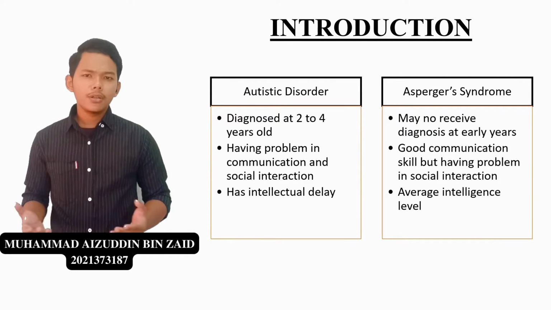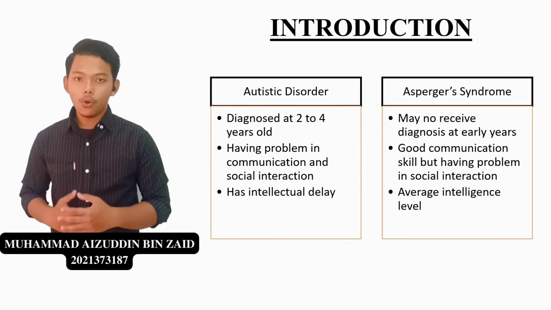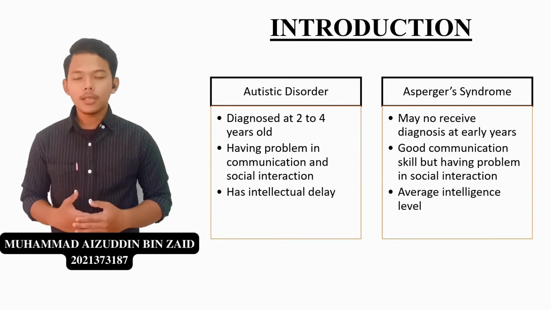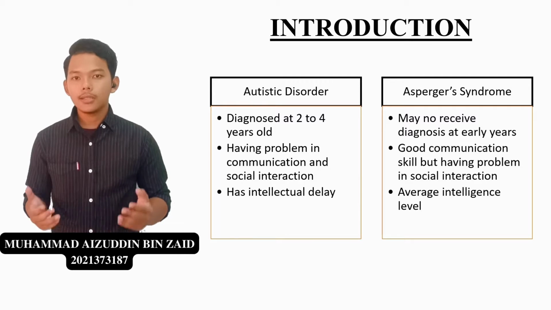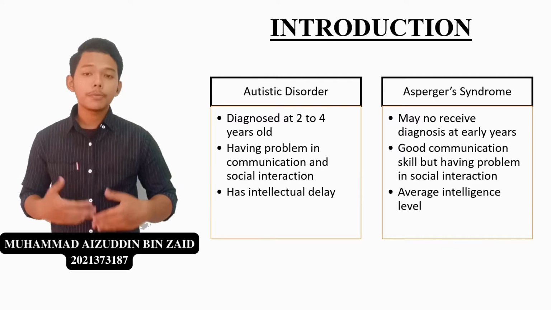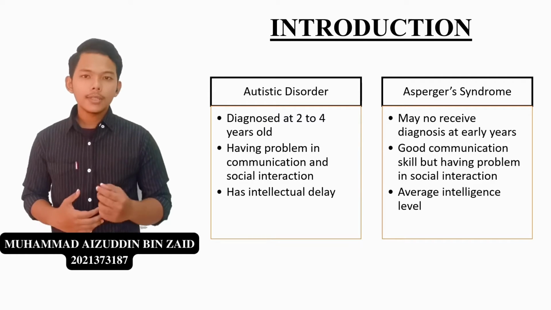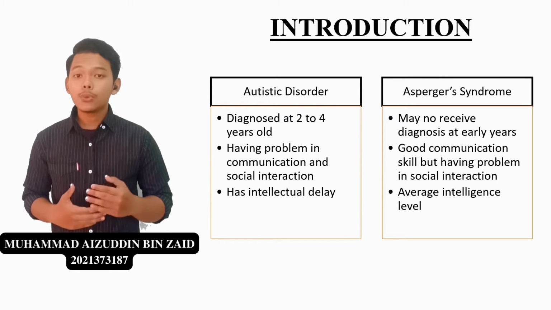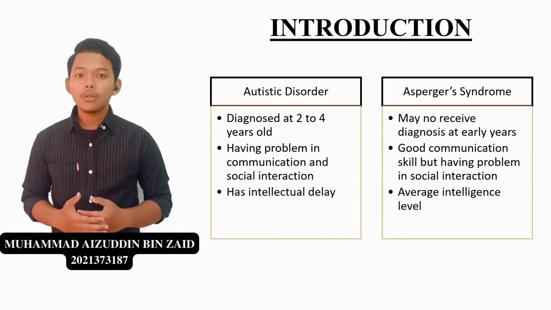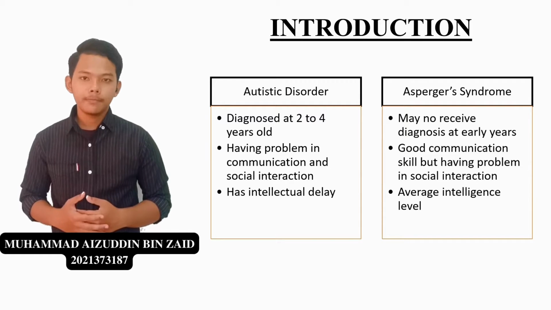Most children who are diagnosed with autistic disorder at the age of 2 to 4 years old will have difficulties in communicating, such as they cannot understand well what someone is saying to them, or they are unable to pick up the expressions shown by other people. Moreover, the autistic person usually has an intellectual delay. For example, they could not recognize and respond appropriately to the feelings of other people.